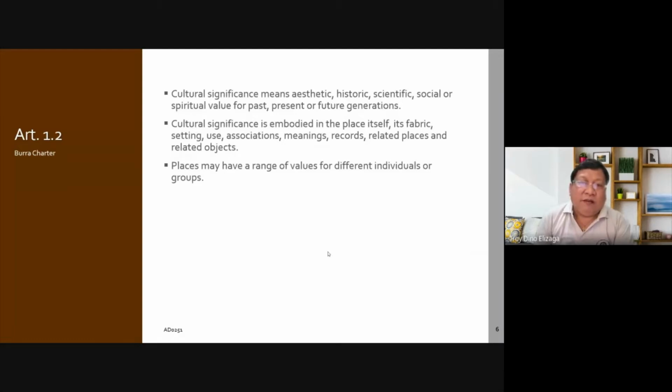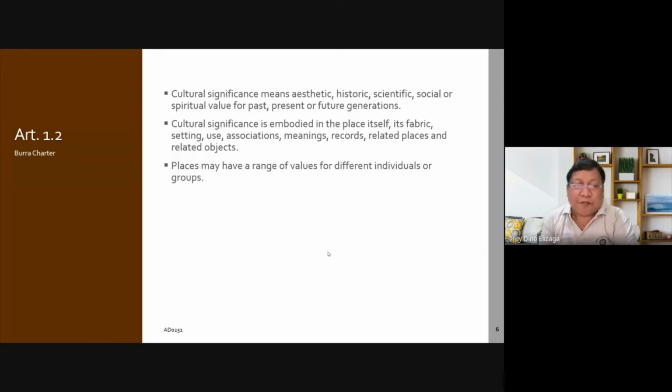So cultural significance is embodied in the place itself, its fabric, setting, use, association, meaning, records, related places, and related objects. Further, it says places may have a range of values for different individuals or groups. So therefore, it is not possible to cut and paste the cultural significance of one heritage resource to another because they really differ in all aspects.